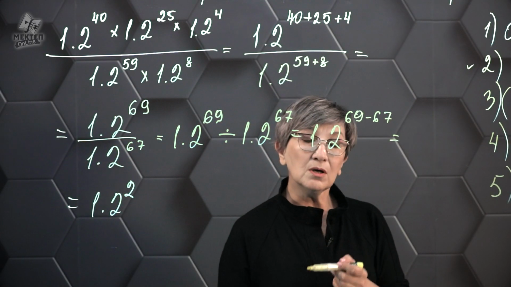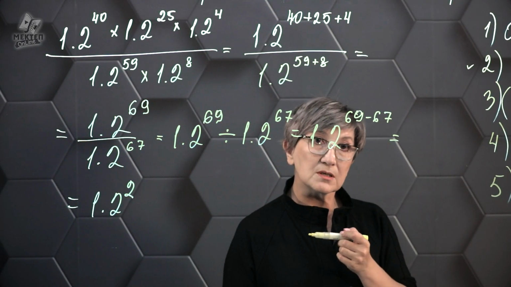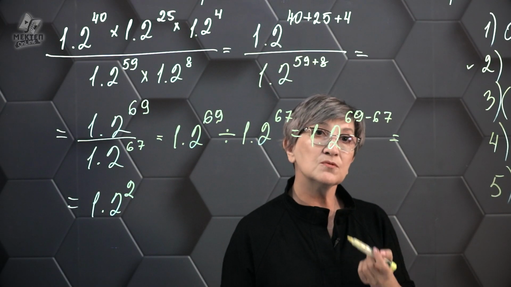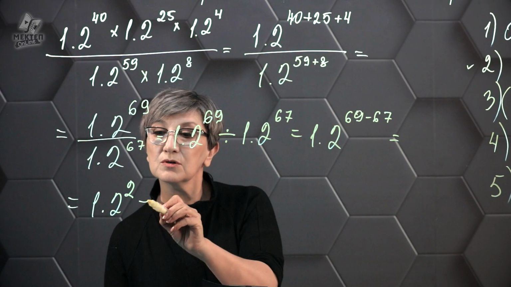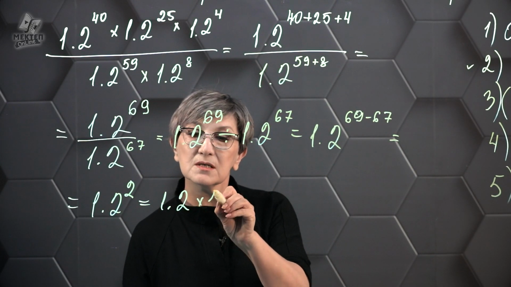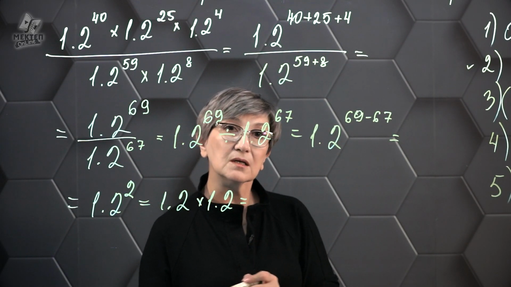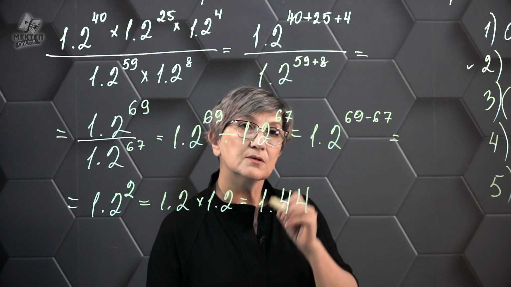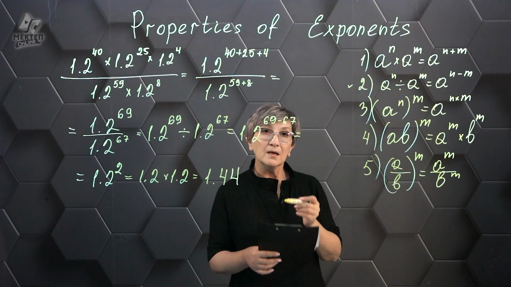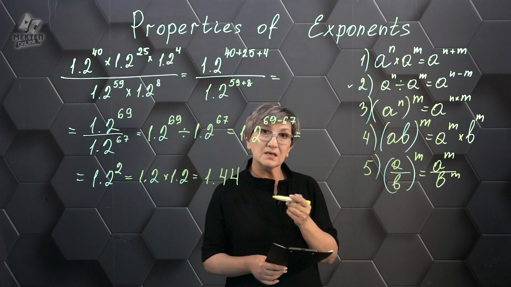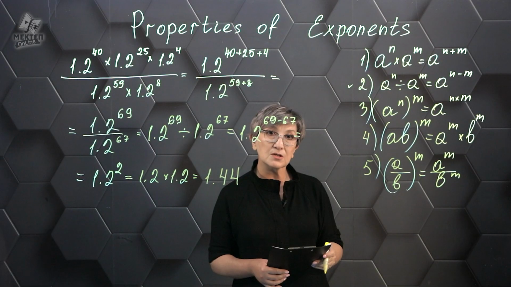Now, if you notice what the answer is, 1.2 to the power of 2, we can calculate the value of 1.2 squared. To do this, I need to multiply 1.2 by 1.2, and the answer is 1.44. We can apply the properties of powers to simplify an expression and then find its value.